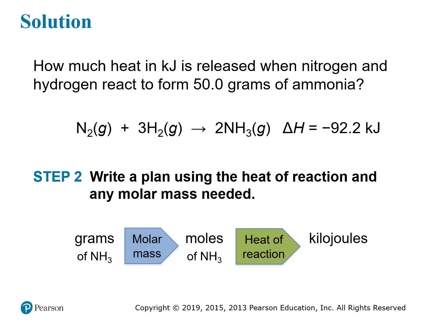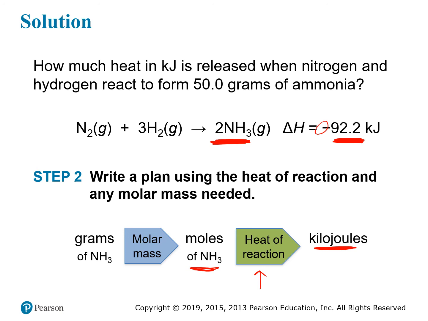So in devising the plan to calculate how much heat was released, we do recognize that the heat of reaction is what allows us to relate moles of product to kilojoules released. In this case, for every 2 moles of ammonia that are created, 92.2 kilojoules of energy are released. Notice when I said that, I didn't mention the minus sign because the minus sign is implied by my saying that the energy is released.